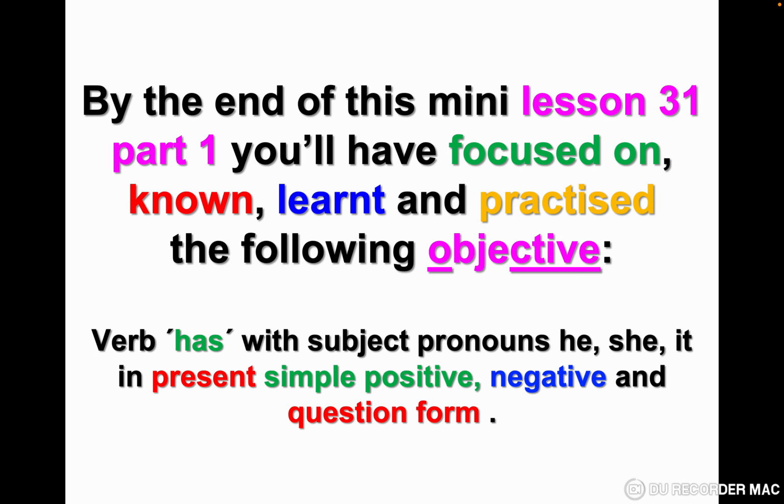By the end of this mini lesson 31, part 1, you will have focused on, learned, and practiced the following objective. In the previous lessons, we studied and practiced the verb have. In this lesson, we are going to practice the verbs has and have, with the subject pronouns he, she, it, in present simple, in the positive, negative, and question form. Let's see how.